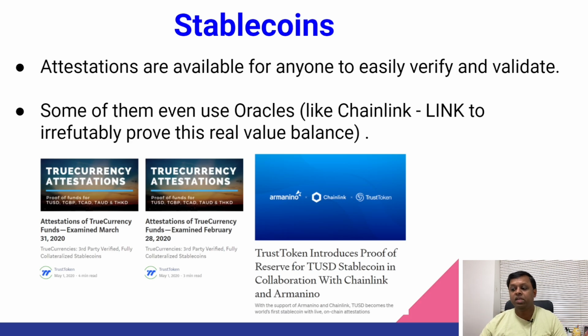Some of them these days, for example even TrustToken, are starting to use technologies like oracles. We spoke about Chainlink, which is an irrefutable pricing mechanism for blockchain. They are using concepts like Chainlink, and there is a collaboration with Chainlink where they really don't need offline attestations. They can actually do live on-chain attestations where they can bring real-world pricing data, which means that through blockchain you can actually see that they have real-world money in their bank account. So that's the next step they're going.